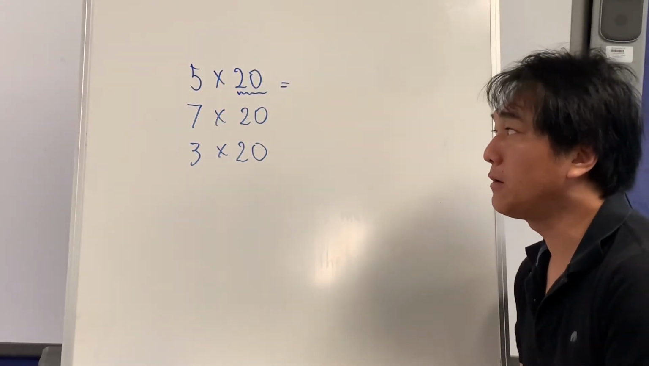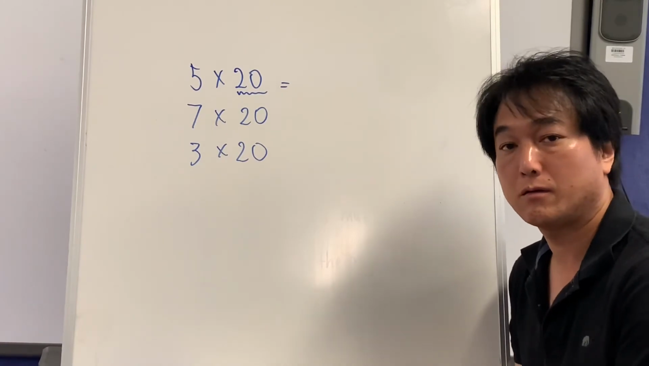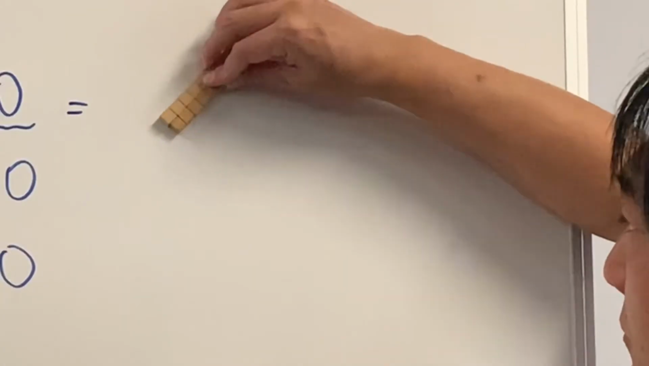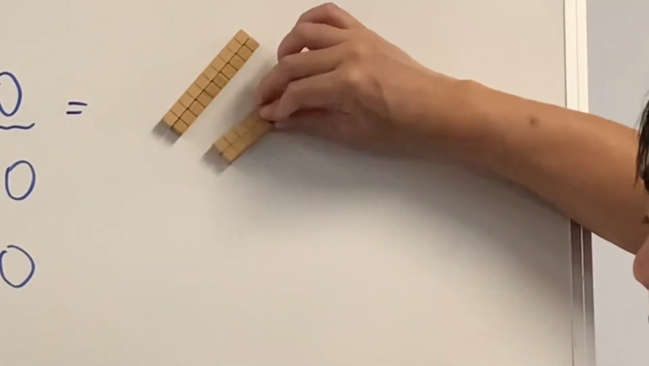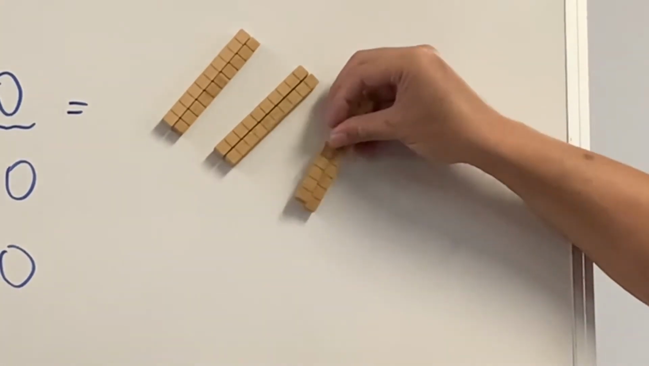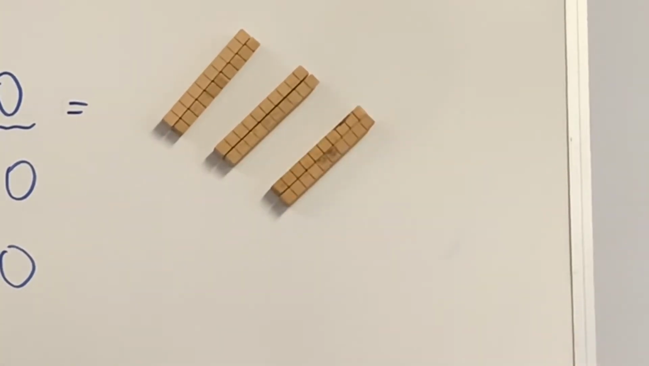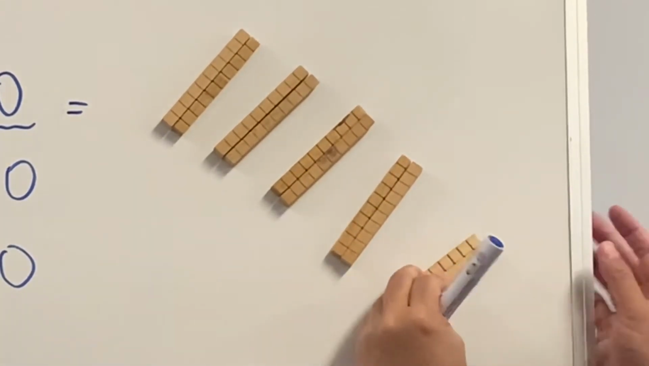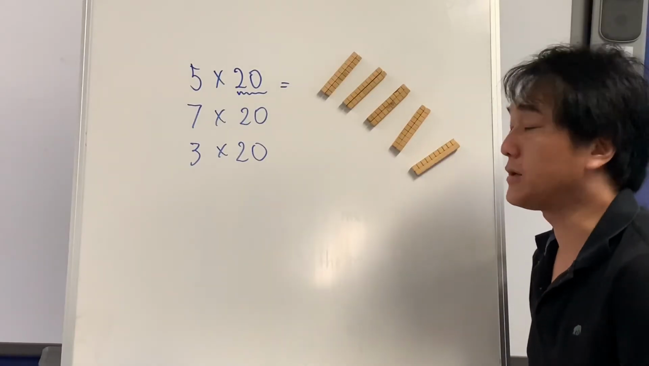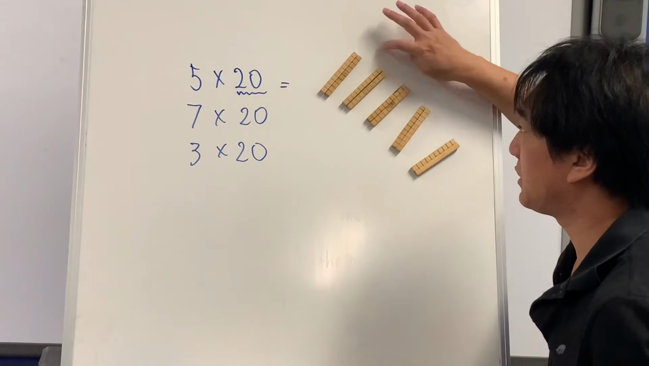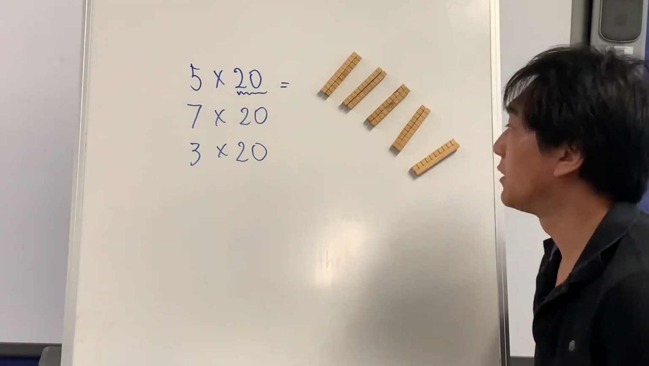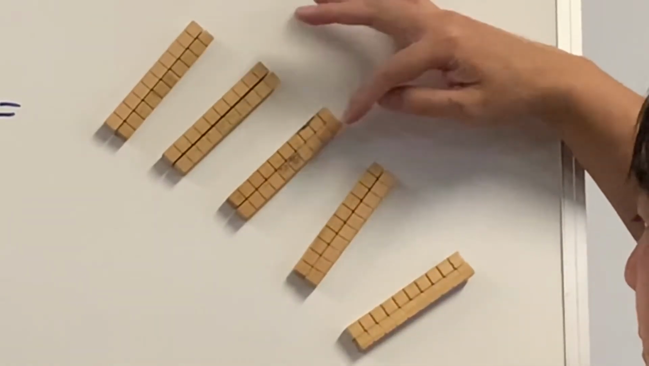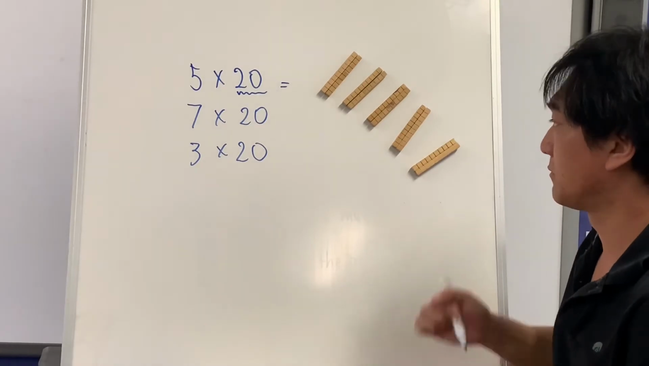So remember what 5 times 20 really means. That's 5 lots of 20s. So 20, 20, 20, 20, and 20. So this is 5 lots of 20s. I can clearly see 5 chunks, and each chunk has 20. 10, 20, 30, 40, 50, 60, 70, 80, 90, 100. Now the answer is 100.